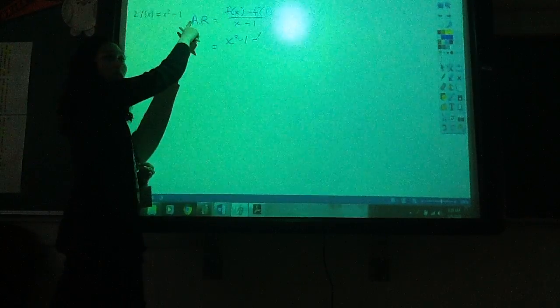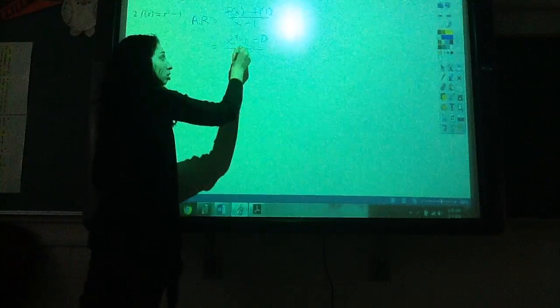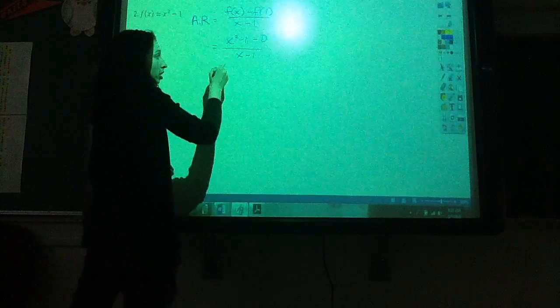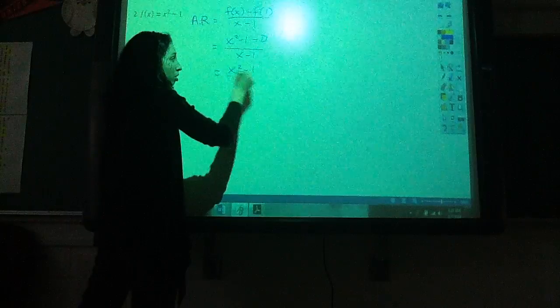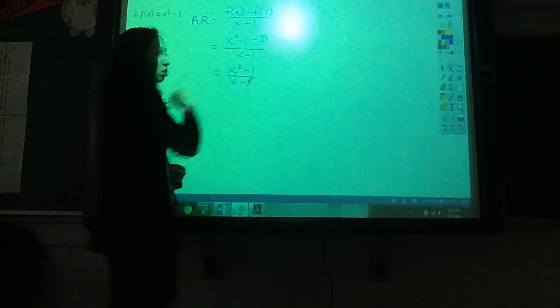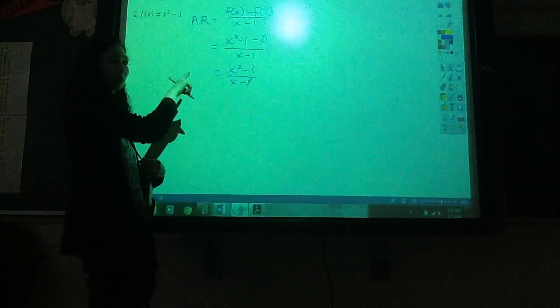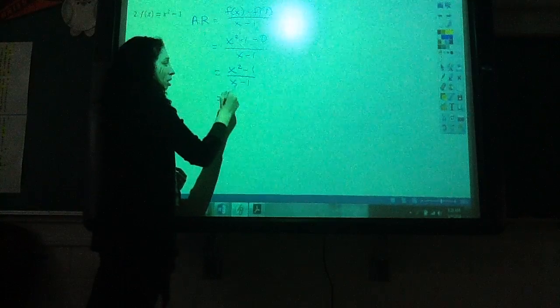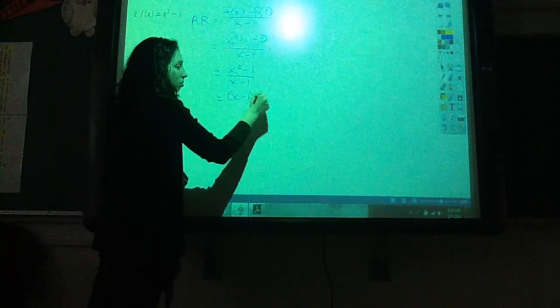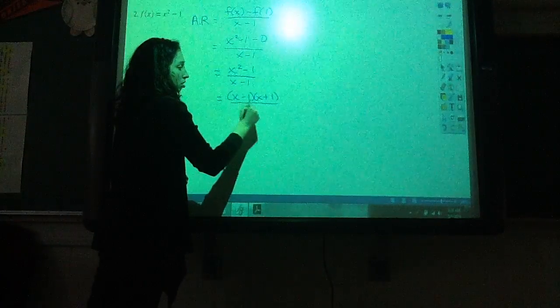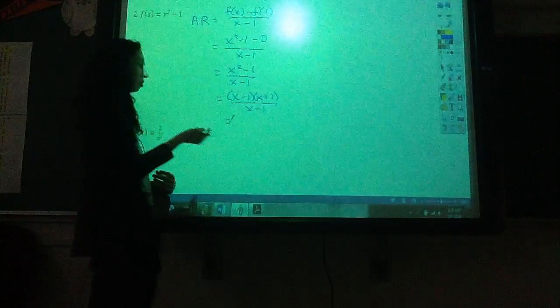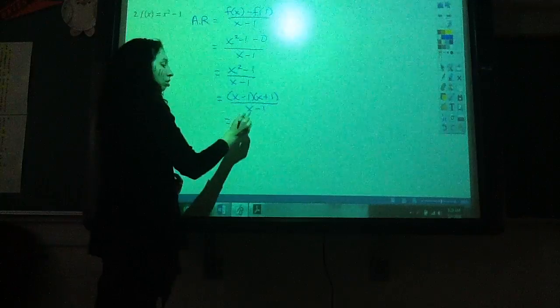1 minus 1, right? Yeah, 0. So really I have just x squared minus 1 over x minus 1. Can I do anything with the top? Isn't that a difference of squares? So can't that become x minus 1, x plus 1? So in this case, my average rate of change is what? x plus 1.